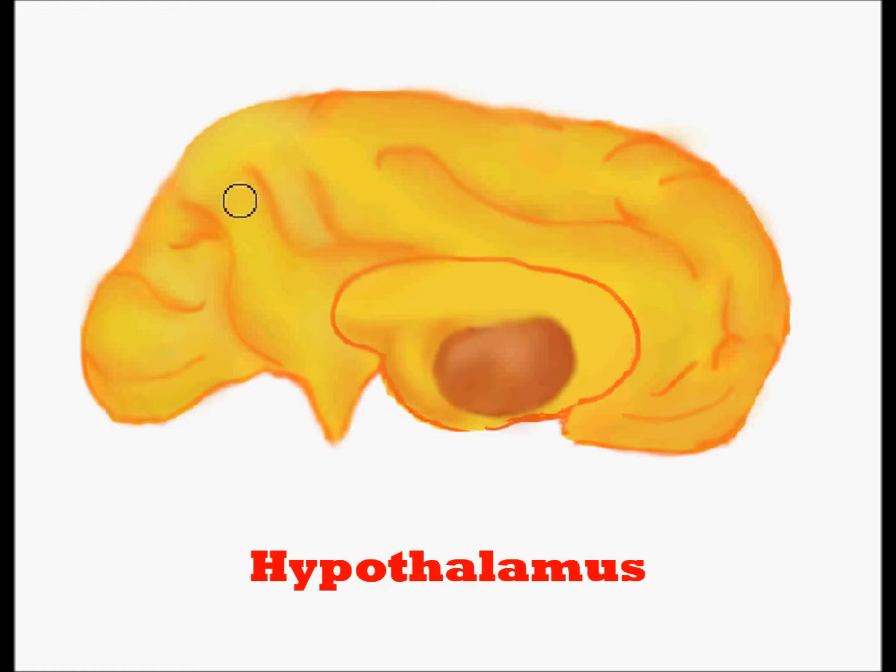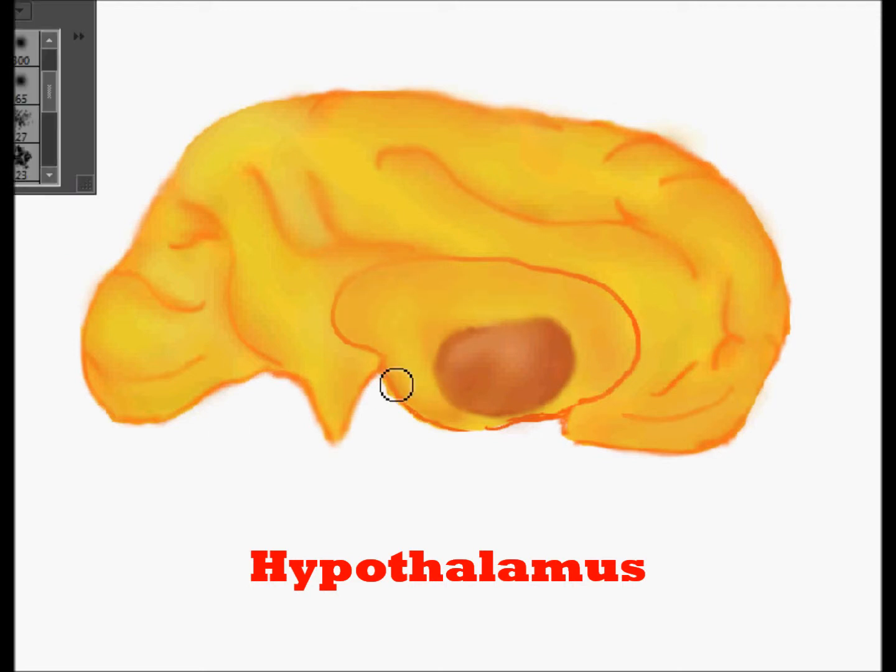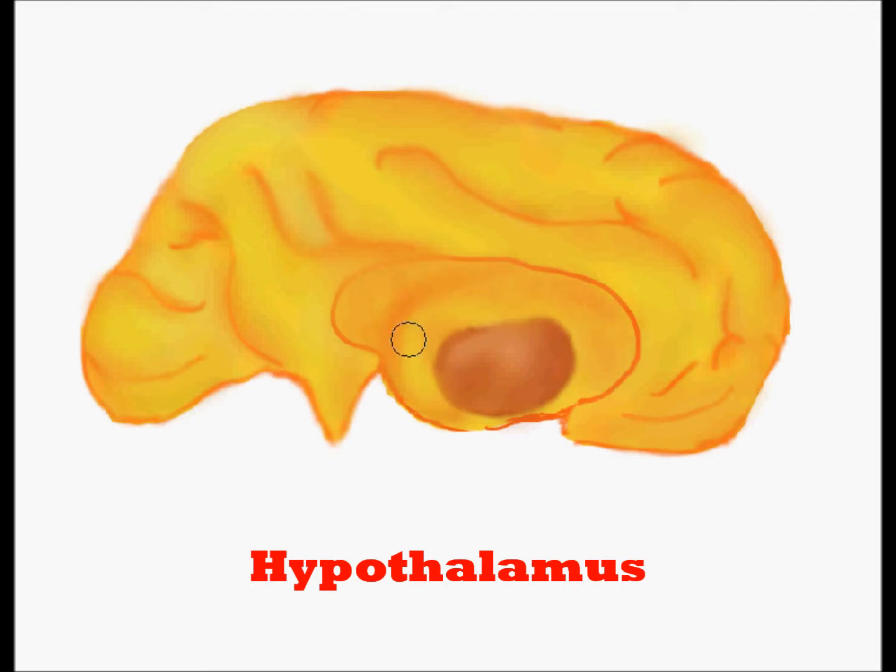This next portion of the brain is called the hypothalamus. It is basically responsible for regulating basic biological needs, such as hunger, thirst, or temperature control.